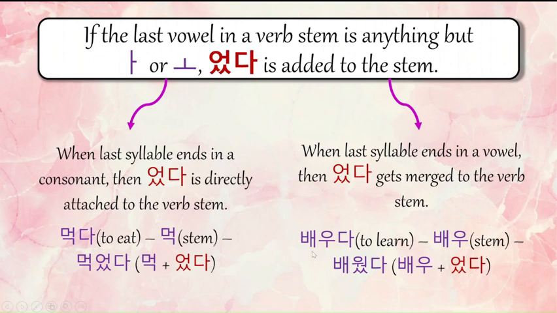For example, we have the verb peuda, which means to learn. The stem is peu, so the last vowel is not a or o. It is u, and also the stem is ending in a vowel, the vowel being u. So, this upcoming ending, that is otta, will get merged with the stem and the final version after conjugation will be pewatta. Okay, this is how it works.